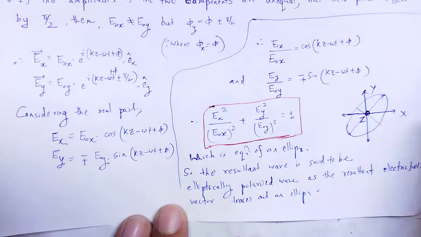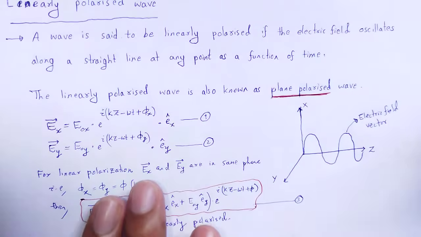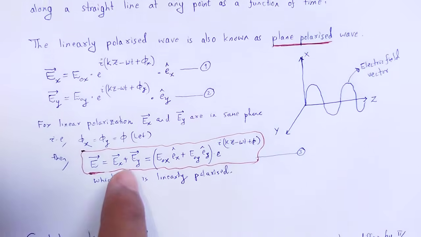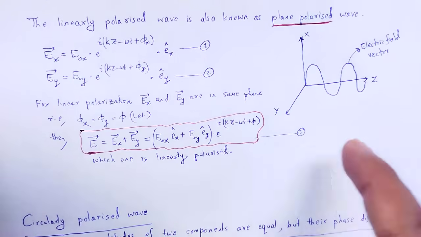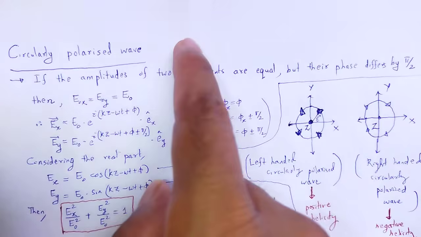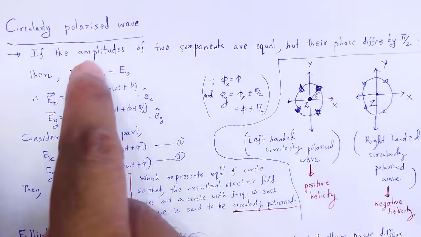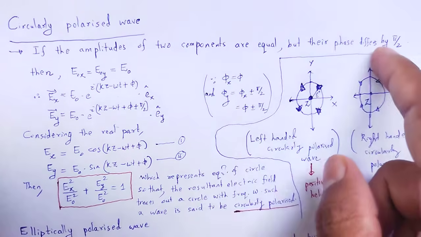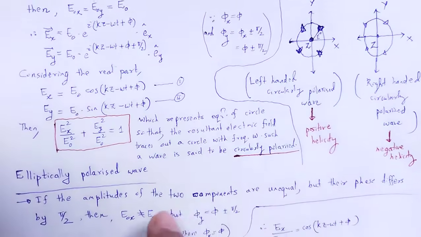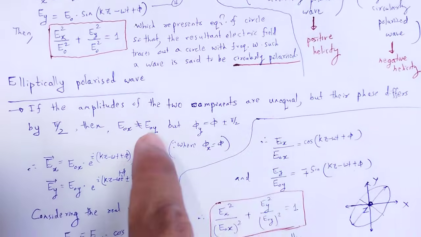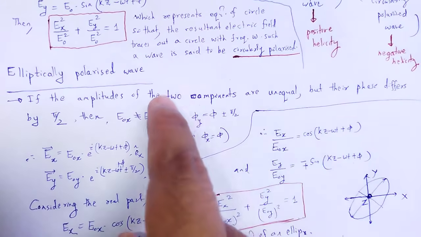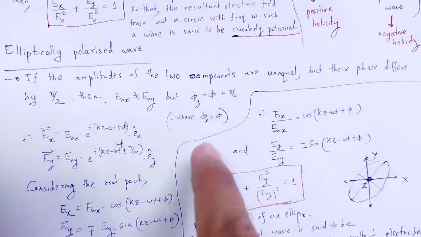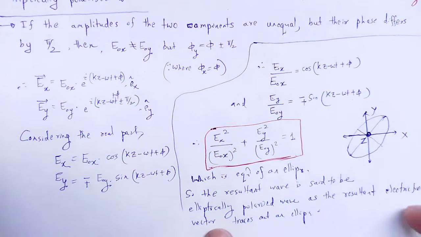So with the help of this video lecture, we understand various types of polarization: linearly polarized wave, where we show what a linearly polarized wave is. Then circularly polarized wave, where the amplitudes of the components are equal, but the phase differs by pi by 2. Next, elliptically polarized wave, where the amplitudes of the two components are unequal, but their phase difference is also pi by 2, and we mathematically show it.